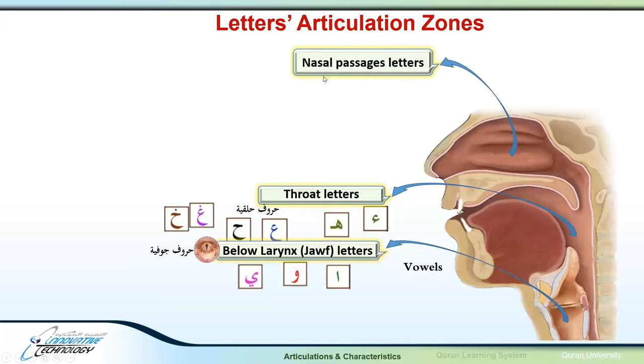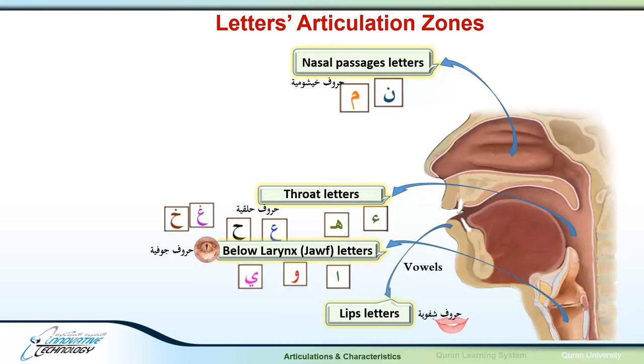We move now to what we call the nasal passages letters, al-khayshum or huruf al-khayshum. This is the nasal passage or the nasal zone, and here we have 2 letters, N, M, and we realize that those 2 letters have a nasal tone, N, M. In addition, they have an oral articulation point also, which we'll demonstrate soon.